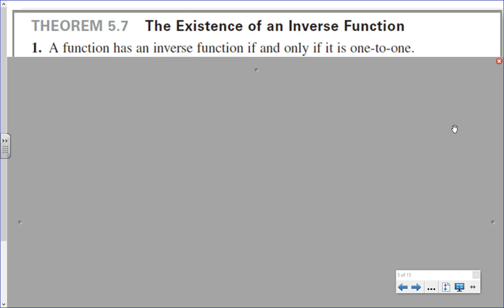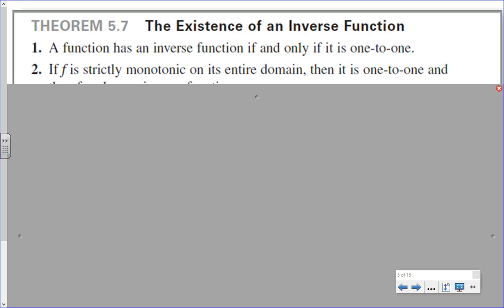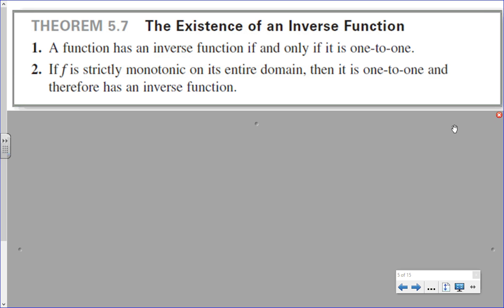Now, if a function is 1 to 1, then we say that the function is monotonic on its domain. Write it down and I'll tell you what monotonic means.